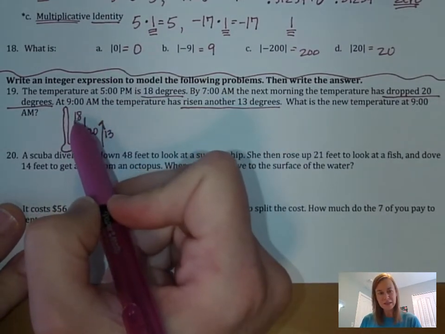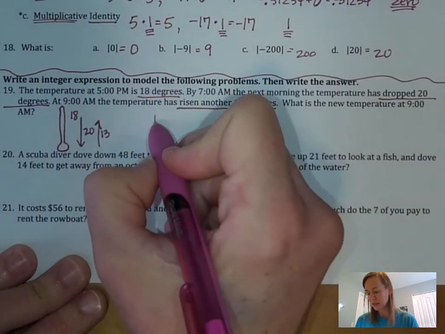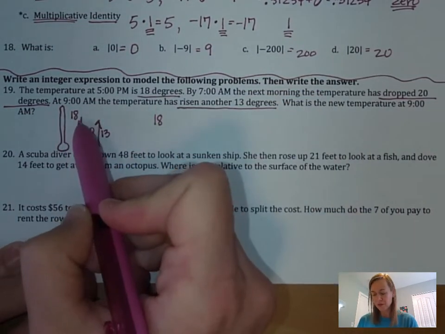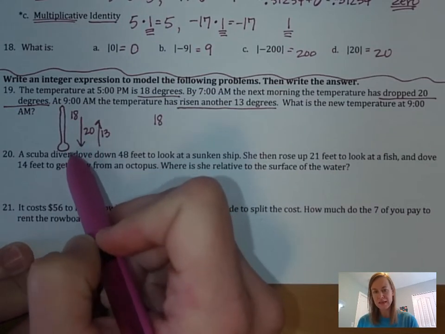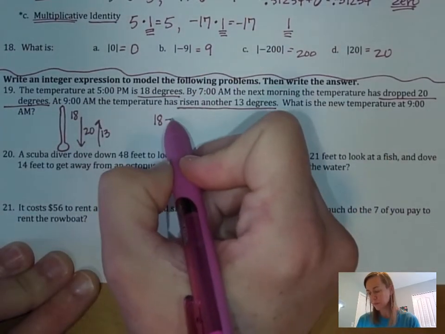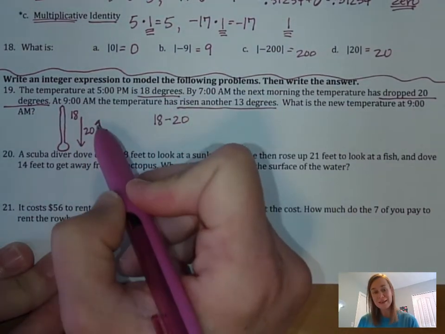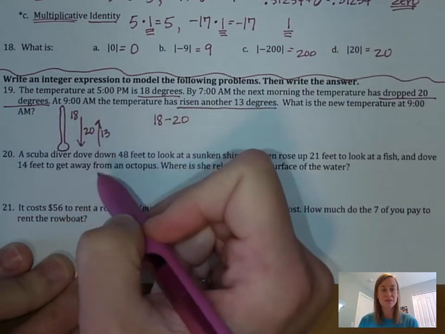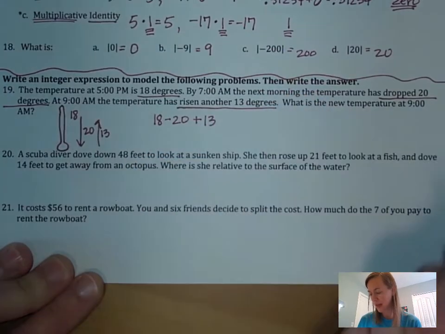So if we have 18 degrees, is that going to be like a positive 18 or negative 18? That's just a regular old positive 18, so let's just write 18. Now when we drop 20 degrees, do we want to subtract 20 or do we want to add 20? Yeah, let's subtract. That's good. Minus 20. And then as we rise 13 more degrees, are we going to add or are we going to subtract? Yes, we're going to add. So good. Okay, it's going up, so we're going to add.